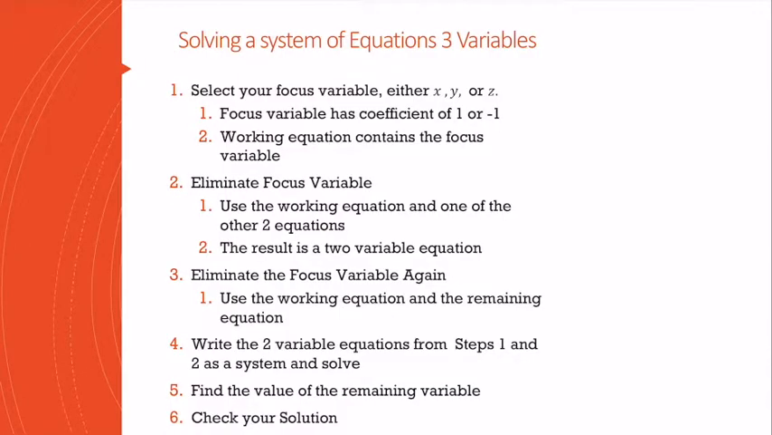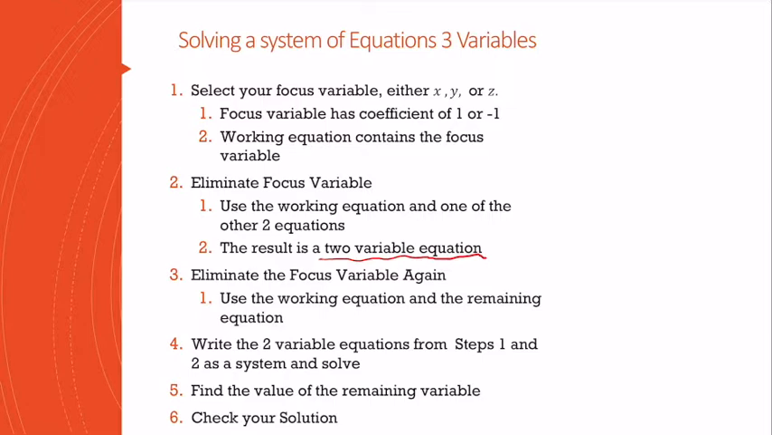So when we're solving a system of three equations, what we want to do is select our focus variable. This is the variable we're going to be eliminating first. Typically, you want to pick a focus variable with a coefficient of 1 or -1. And our working equation will be the equation that contains our focus variable. Next, we're going to eliminate that variable using our working equation and one of the other two equations. What this will give us is a two-variable equation, and we know how to work with two-variable equations.